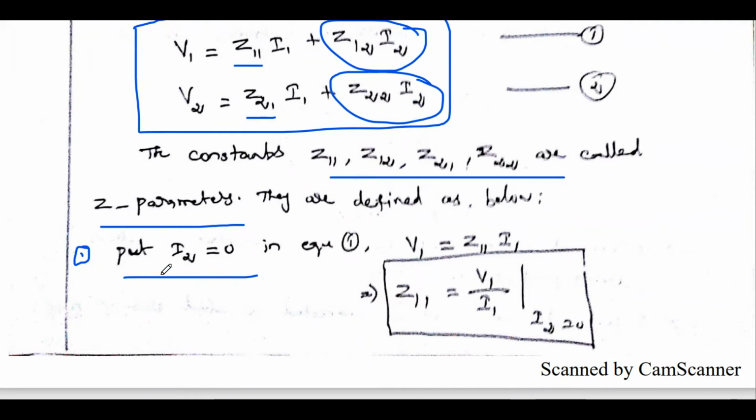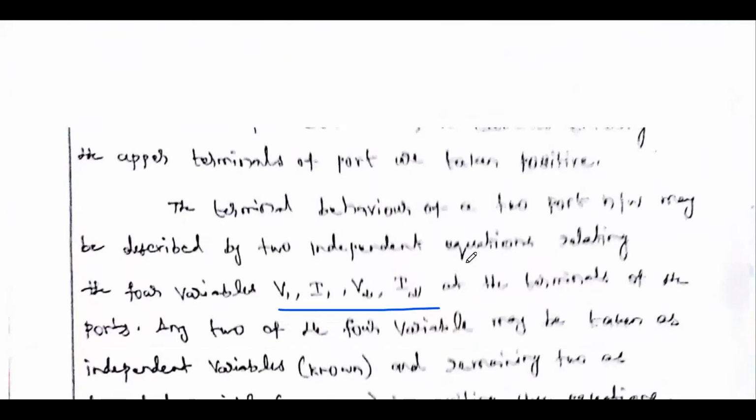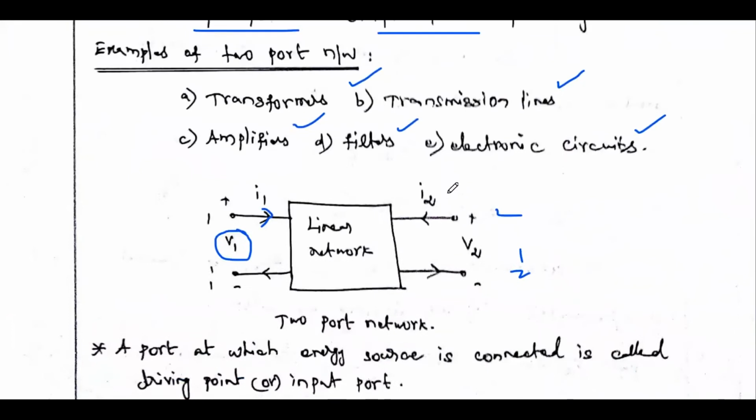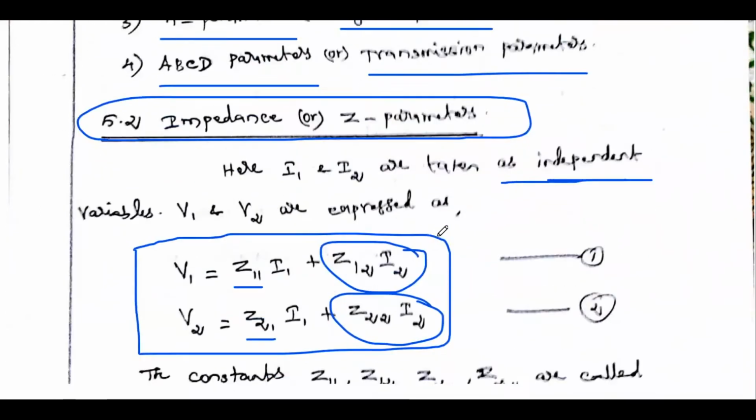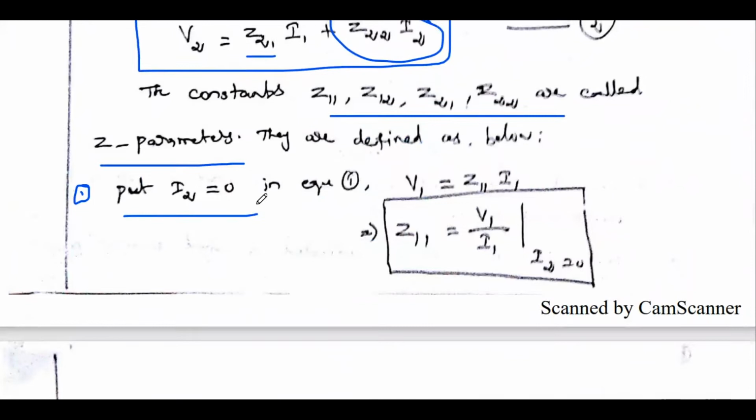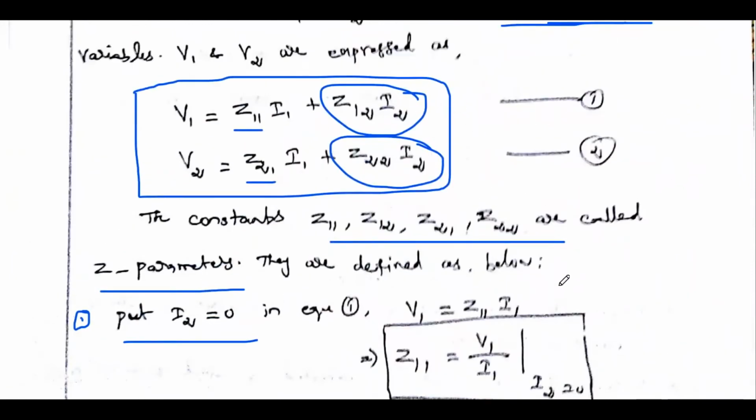In which condition does the current flowing in the output port become 0? If the output port is open circuited. So you just make the output port open circuited, which means the current flowing in the output port of this two port network becomes 0. Now substitute I2 equal to 0 in equation number 1. If you substitute, the second term becomes 0.